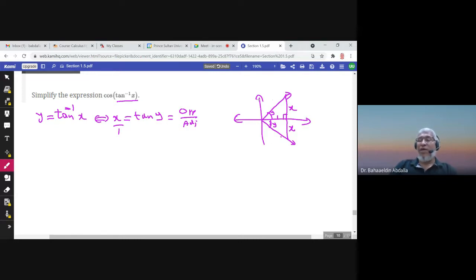Now how can we find the hypotenuse? The length of the hypotenuse would be, from the Pythagorean theorem, the square root of x squared plus 1. So what do we need to find? Cosine of tan inverse x, which means cosine y. This is y. What is the cosine of y? Okay, adjacent over hypotenuse. So the answer is 1 over the square root of x squared plus 1.